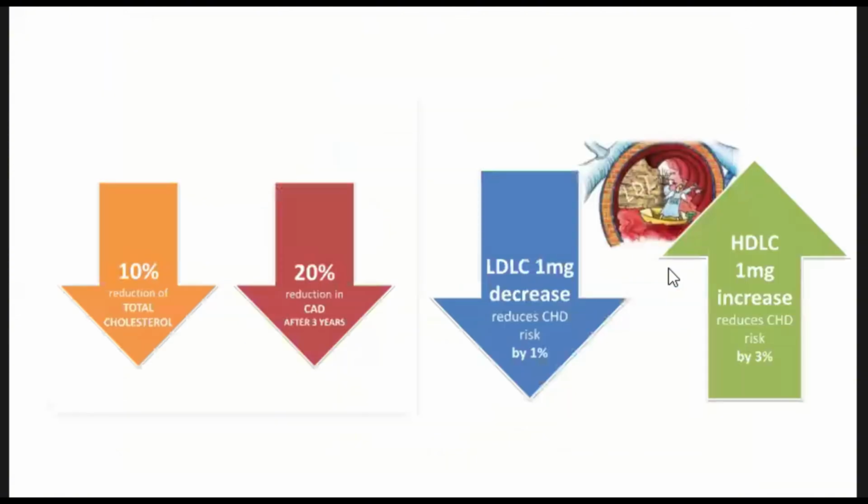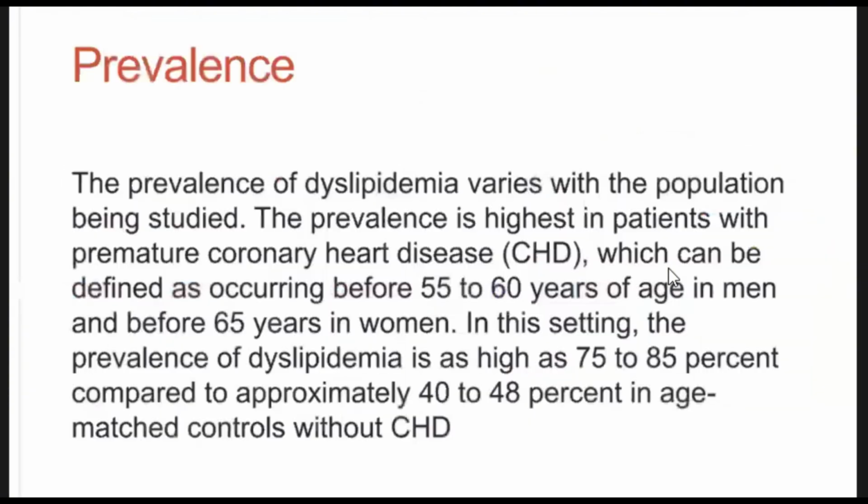Okay, so as you all can see, a 10% reduction in total cholesterol causes a 20% reduction in atherosclerotic cardiovascular disease. A 1 milligram reduction in LDL cholesterol causes a 1% reduction in cardiovascular disease. And a 1 milligram increase in HDL causes a 3% reduction in cardiovascular disease. So we have to know some figures.